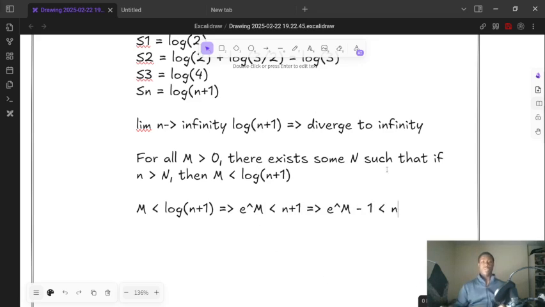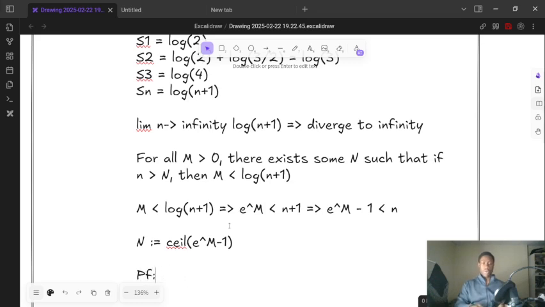And since we want our N to be a natural number, we're going to take the ceiling of e to the m minus 1. Since m is assumed to be a big number, the ceiling here is going to be a natural number. I don't need to do more than that to it. And so we're going to set N to be equal to that. And so now we can actually write the proof.